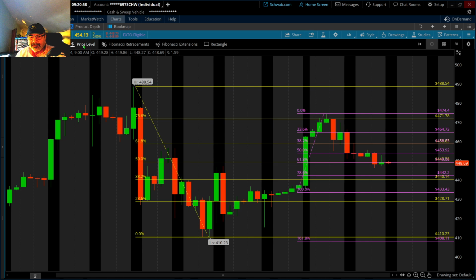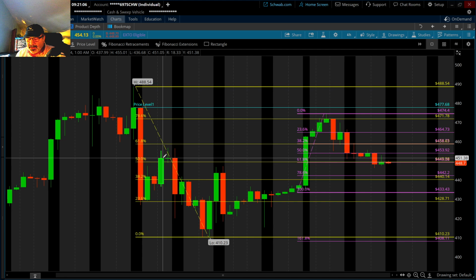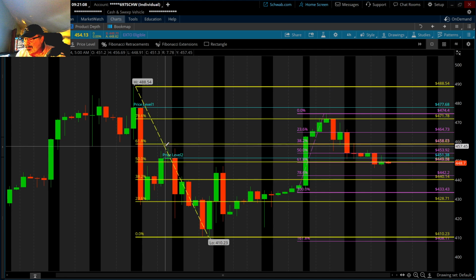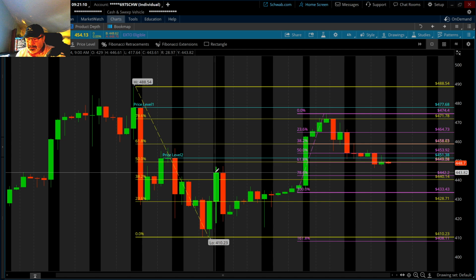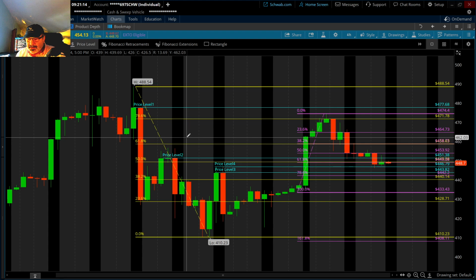But let's get a couple of these levels. So that's way back here at 478. I don't expect to see that, but we'll mark that. We're going to mark this level here. That could come into play today for sure. We'll mark this level and these wicks.